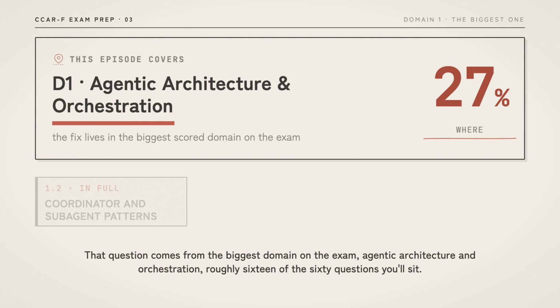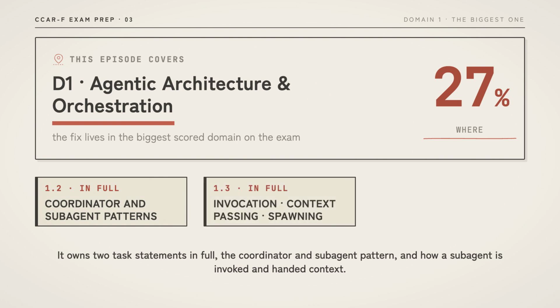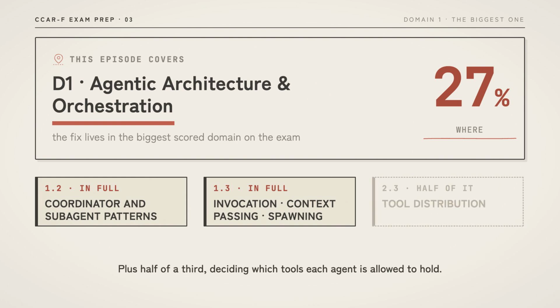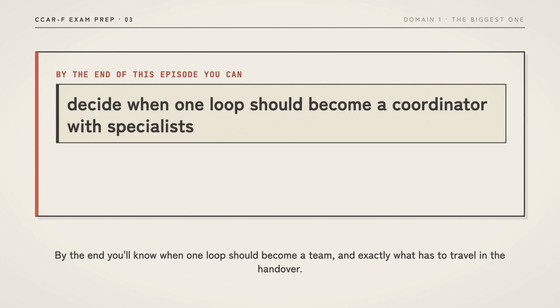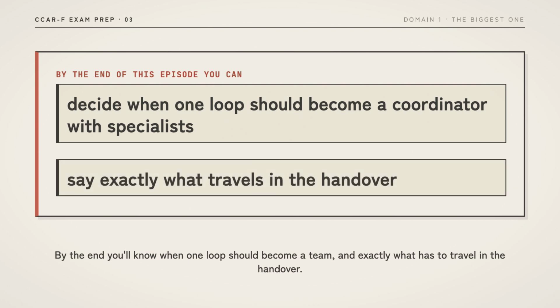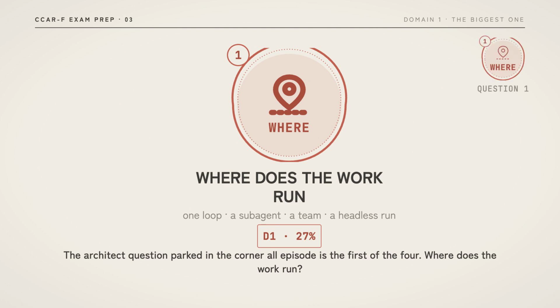you'll sit. It owns two task statements in full, the coordinator and subagent pattern, and how a subagent is invoked and handed context, plus half of a third, deciding which tools each agent is allowed to hold. By the end, you'll know when one loop should become a team and exactly what has to travel in the handover. The architect question parked in the corner all episode is the first of the four. Where does the work run?